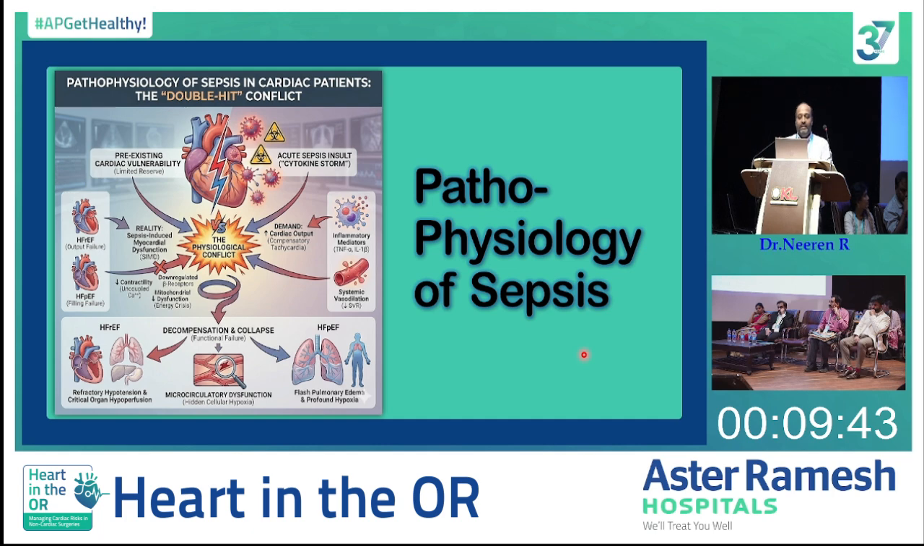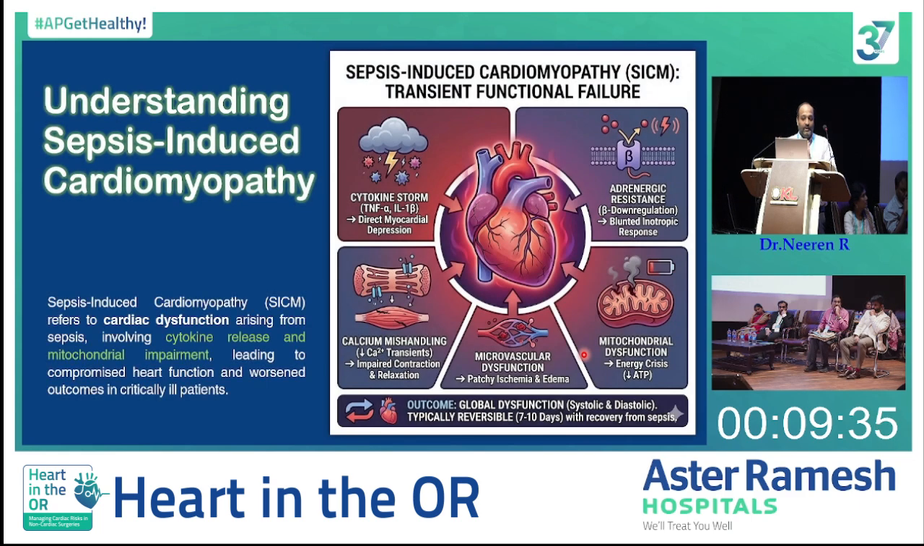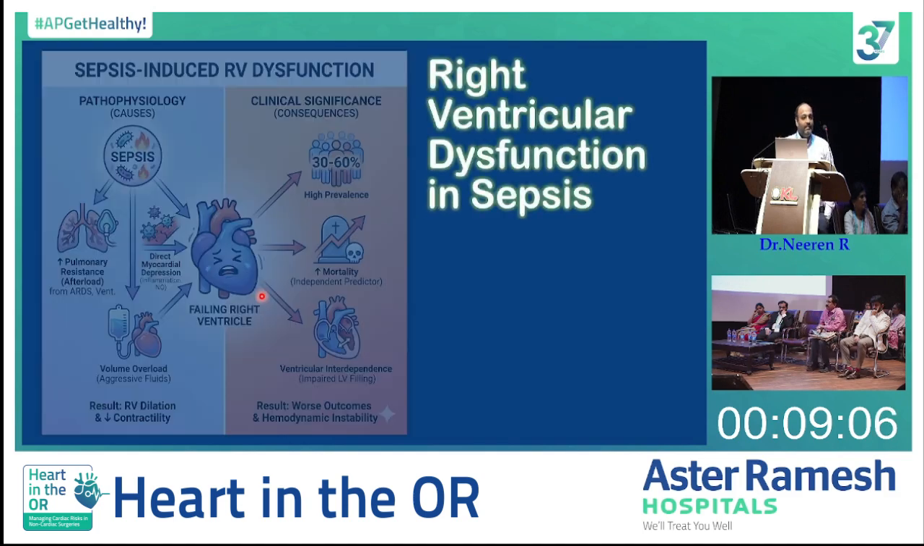So let's look a little deeper into the pathophysiology of sepsis in cardiac patients, especially sepsis-induced cardiomyopathy. It forms a vicious cycle: sepsis affects the heart, and cardiac dysfunction actually worsens septic shock. Whenever there is sepsis, there is a release of a lot of cytokines, which can lead to mitochondrial dysfunction and microvascular dysfunction, ultimately leading to myocardial dysfunction, which is what we see as sepsis-induced cardiomyopathy. This ultimately leads to a vicious cycle that can go on.